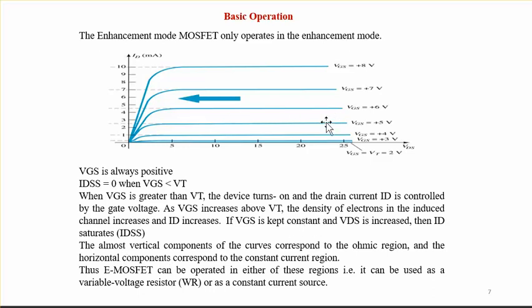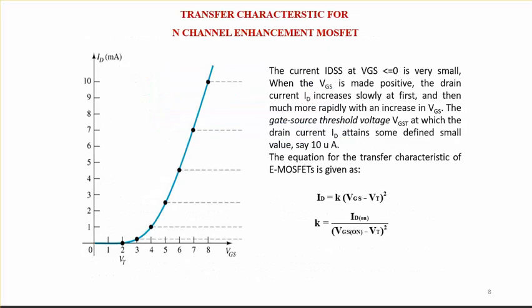So this is the characteristics curve, which is plotted with respect to the drain voltage versus the drain current, for constant values of the various VGS voltages. And then this is the transfer characteristics curve. The transfer characteristics curve is plotted with respect to the gate-source voltage versus the drain current.